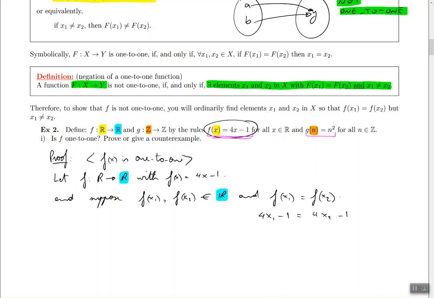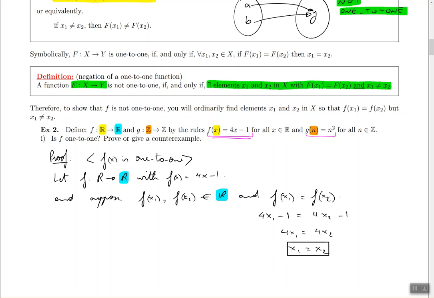All right, let's add 1 to both sides of this. If we did, we end up with 4x1 equal to 4x2. And if I divide by 4 on both sides, I get x1 equal to x2. Is there any other choice? No, no matter how you do the problem, no matter how you rearrange the numbers or the letters, you're always going to reach the conclusion that x1 is equal to x2.